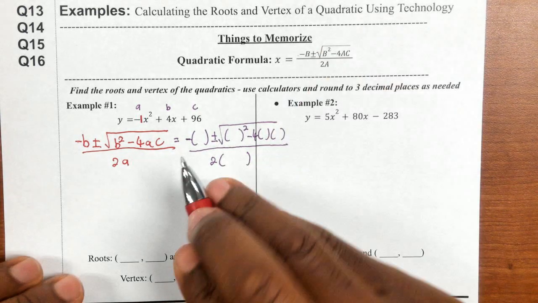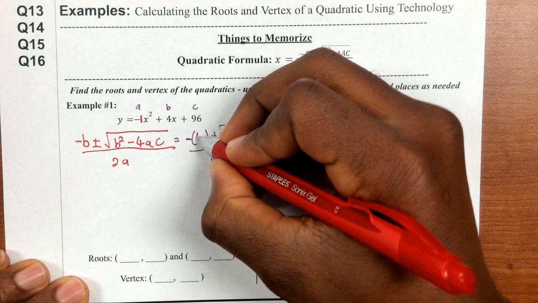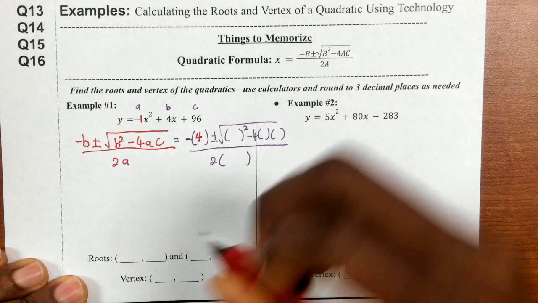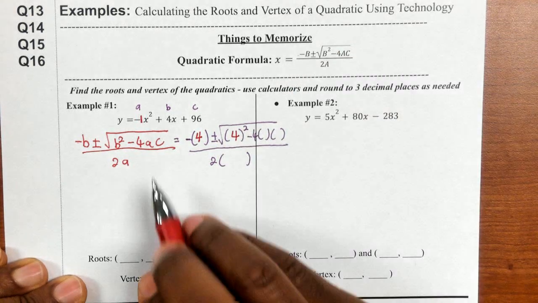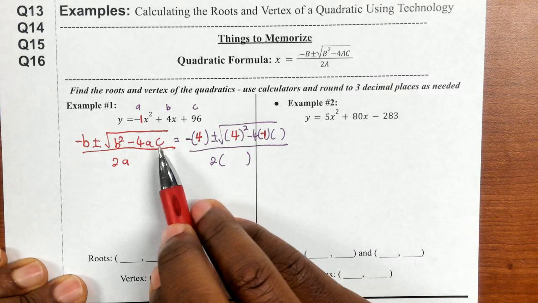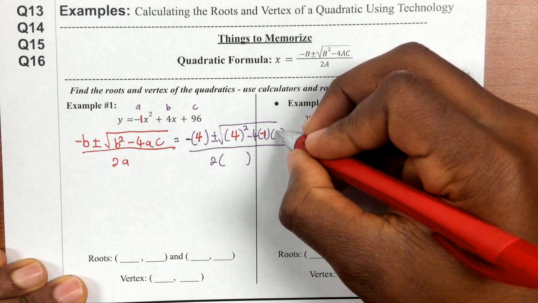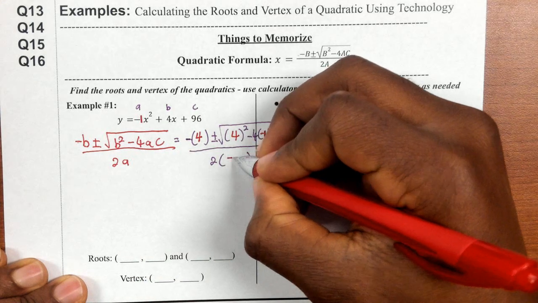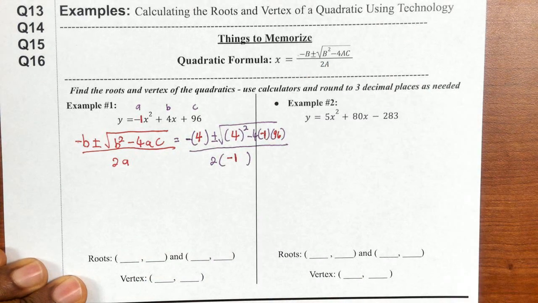So for my b, I would plug in 4. For my b again, I would plug in 4. For my a, I would plug in negative 1. For my c, I would plug in 96. And then for my a, I would plug in negative 1. Now let's calculate.